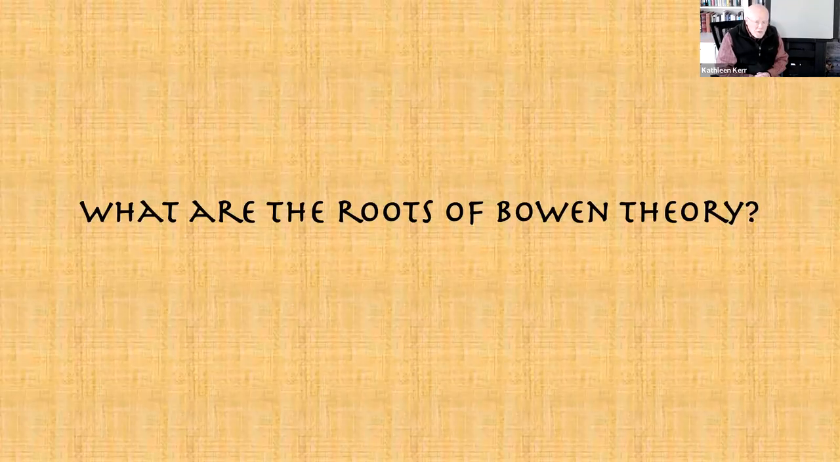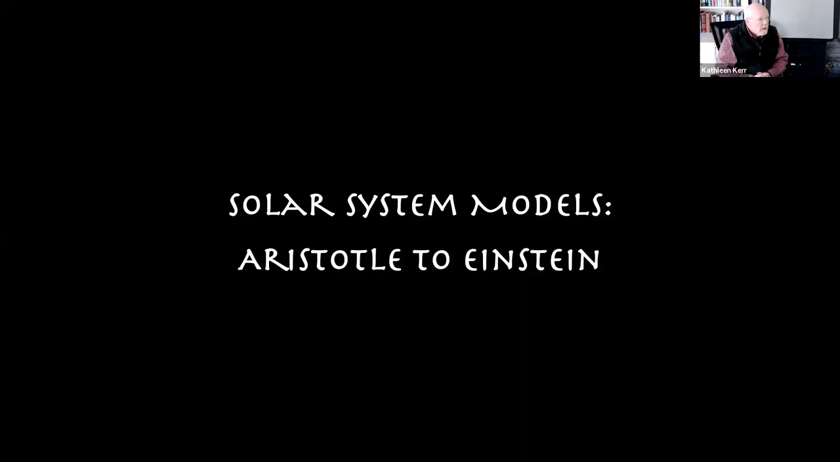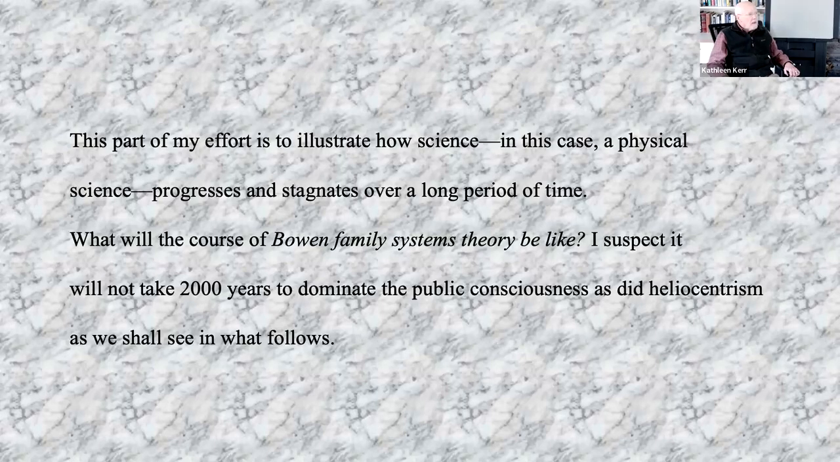So what are the roots of Bowen theory? I'm going to talk about solar system models, Aristotle to Einstein. This is part of my effort to illustrate how science, in this case a physical science, progresses and stagnates over a long period of time. What will the course of Bowen Family Systems Theory be like? I suspect it will not take 2,000 years to dominate the public consciousness, as did heliocentrism, as we'll see in what follows.